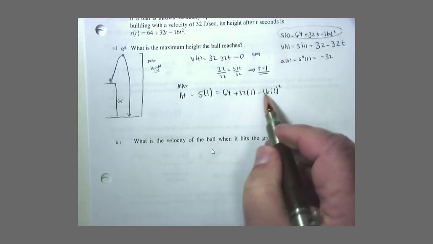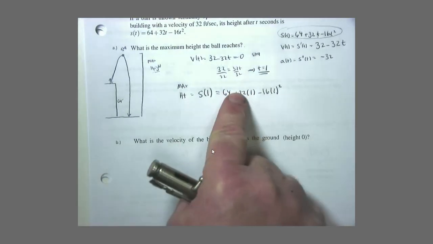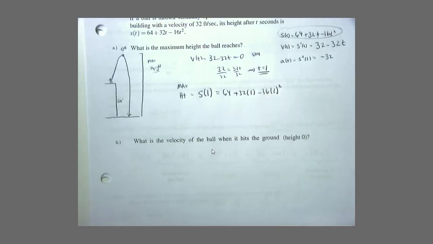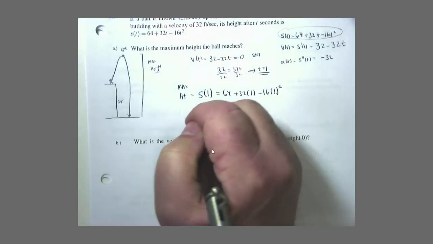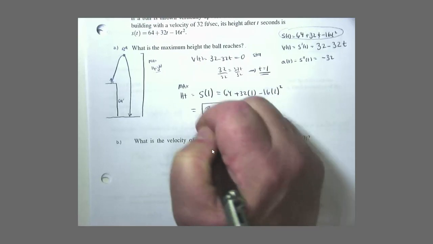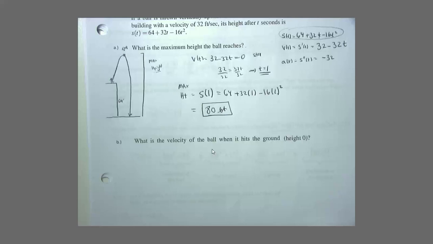Well, 1 times 32 is 32. 1 squared times 16 is still 16. 32 minus 16 is 16. And 16 plus 64 is 80. 80 feet. That's when the ball is at its maximum height. It's 80 feet above the ground. Does that make sense?